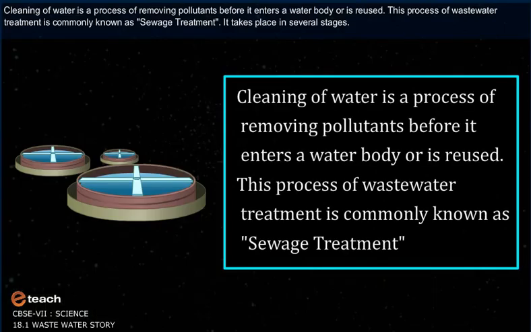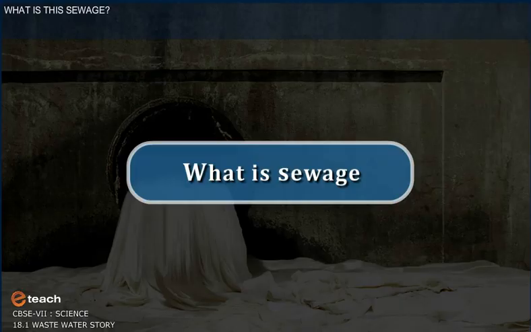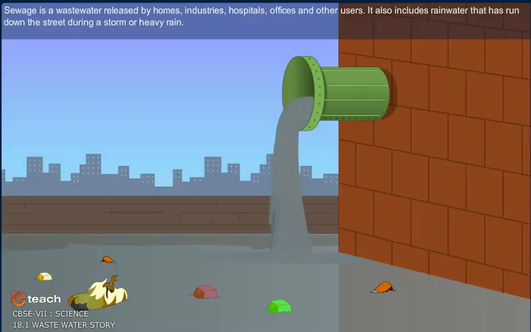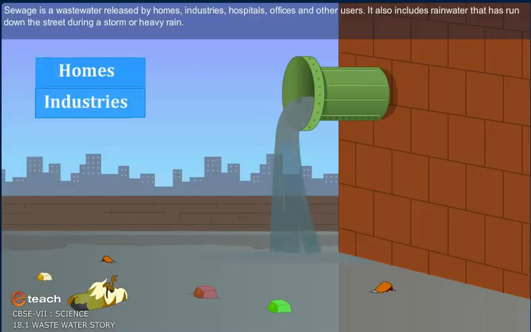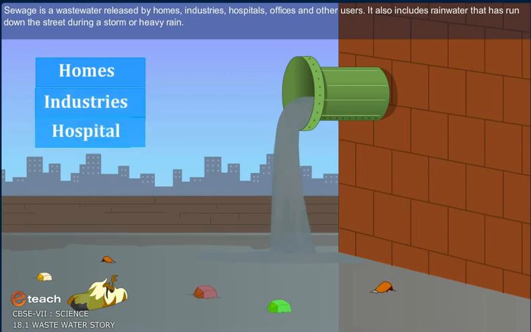Cleaning of water is the process of removing pollutants before it enters a water body or is reused. This process of wastewater treatment is commonly known as sewage treatment. It takes place in several stages. What is a sewage? Sewage is a wastewater released by homes, industries, hospitals, offices, and other users. It also includes rainwater that has run down the street during a storm or heavy rain.